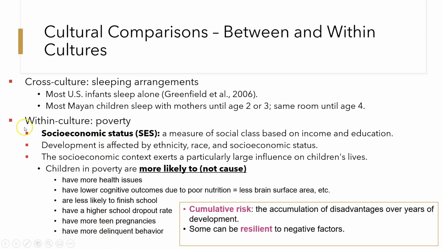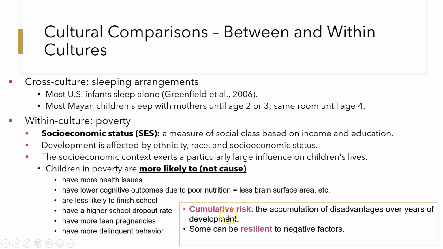Now, this is within a culture. So within our culture, and within a culture in another country, there's quite a lot of variability. So we can look at cross-cultural differences, but we can also look at within cultural differences. And as we talk about things that may negatively impact development, we talk about those as risks to development. Socioeconomic status is one of those. And cumulative risk, that's the accumulation of disadvantages over the years of development.